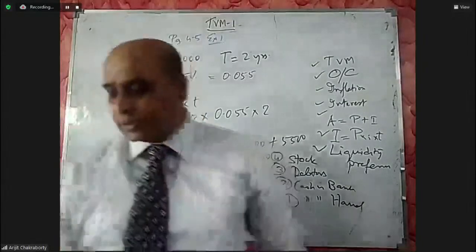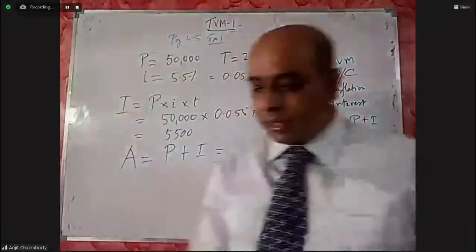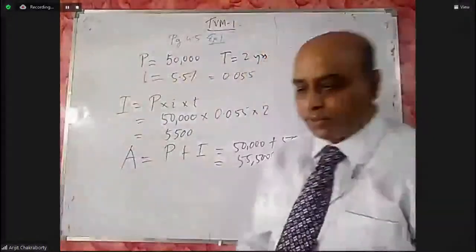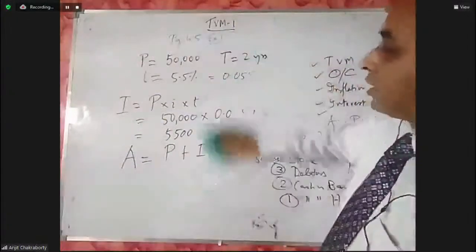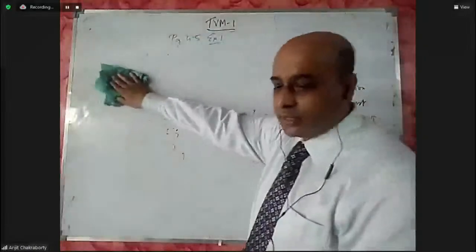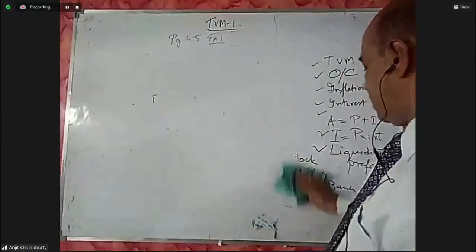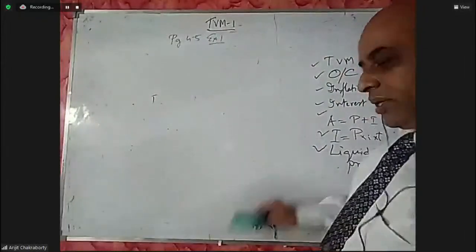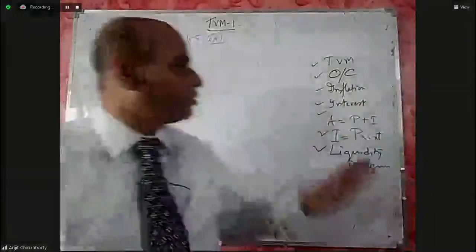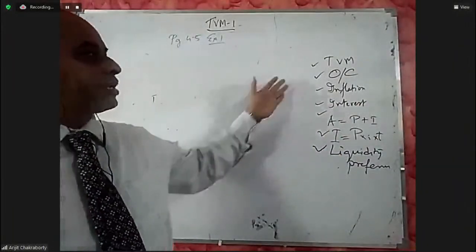Okay, now let's go on with the examples, and we will take the third example. And this time you have to find out the accumulated balance or the amount. This is example 3, page 4.5 from the study material. You see, the basic concepts are the 4 concepts. So what is inflation? Interest, you can understand, liquidity preference, and opportunity cost.